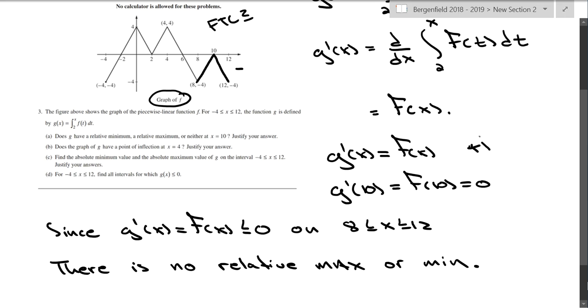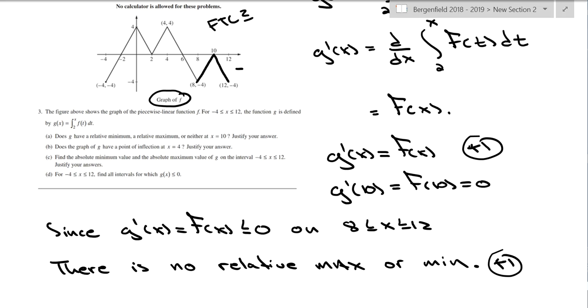So +1 for this, and then +1 if you can muster up an explanation. Okay, moving on to B in just a minute.